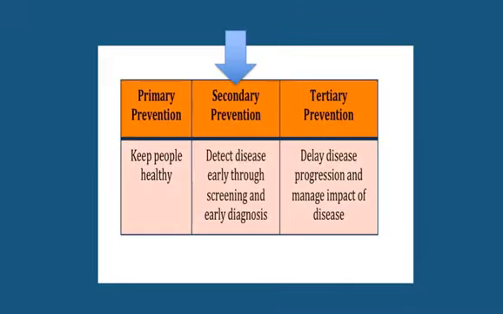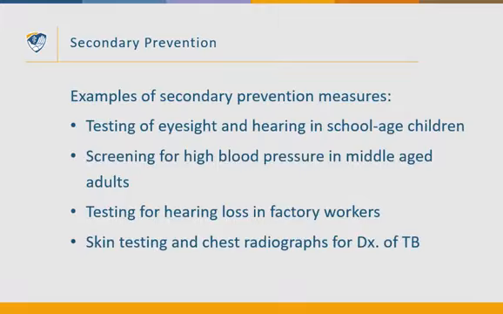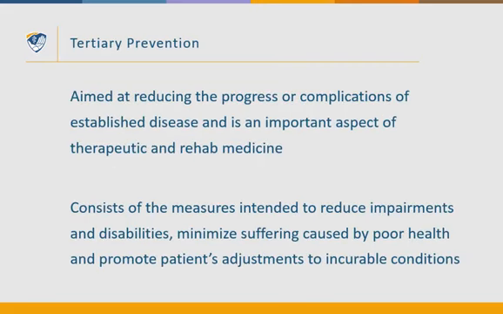Now let's talk about secondary prevention: to detect the disease early through screening and early diagnosis. Secondary prevention applies only to diseases in which the natural history includes an early period when it is easily identified and treated, so that it does not progress to the more serious stage. Examples of secondary prevention include testing the eyesight and hearing of all school-age children. Remember when they used to have us do scoliosis tests? Screening for high blood pressure in middle-aged adults, testing for hearing loss in factory workers, and skin testing and chest radiographs for the diagnosis of TB.